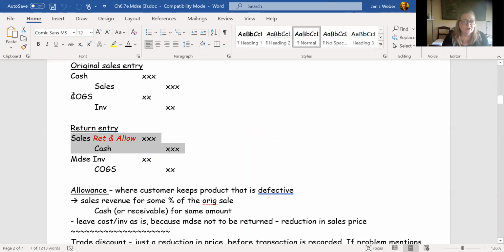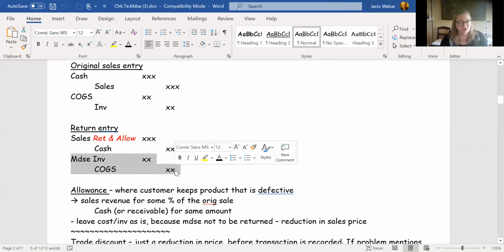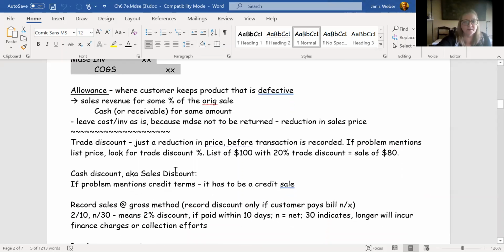And then the cost side of the entry, when we recorded the sale, we debited cost of goods sold, we credited inventory because we were indicating that we moved something out of inventory into the expense account, cost of goods sold. Now, when they return it back to us, we have to reverse that. So we're debiting merchandise inventory and crediting cost of goods sold. And that's just for the part that was returned. We'll have some examples where we practice that in a minute.